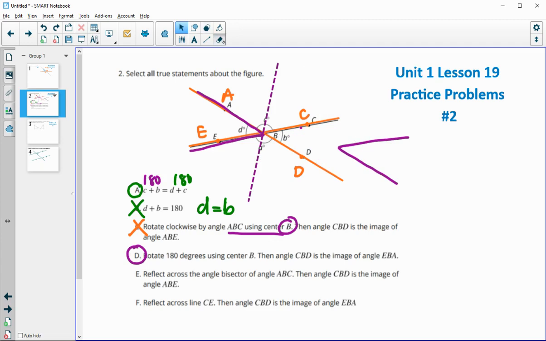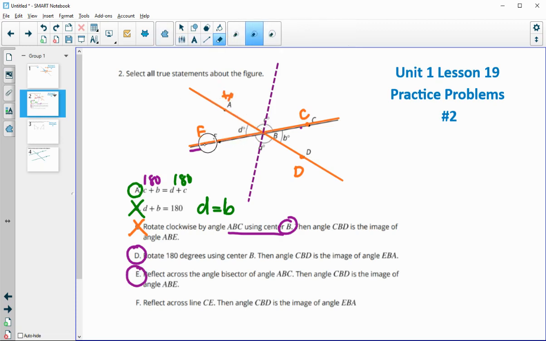Okay, so if we just look at highlighting where CBD would land, which is this purple angle, is that on top of the original ABE? And it is. So this would flip over onto that one. So this would be true.